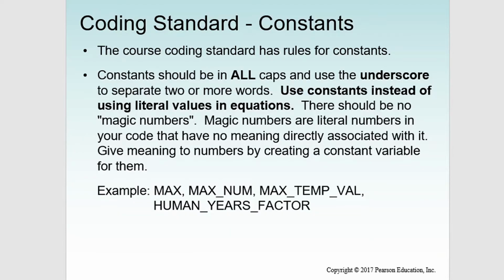The course coding standard has rules for constants. Constants should be in all caps and use the underscore to separate two or more words. Use constants instead of using literal values in equations. There should be no magic numbers. Magic numbers are literal numbers in your code that have no meaning directly associated with them. Give meaning to numbers by creating a constant variable for them.